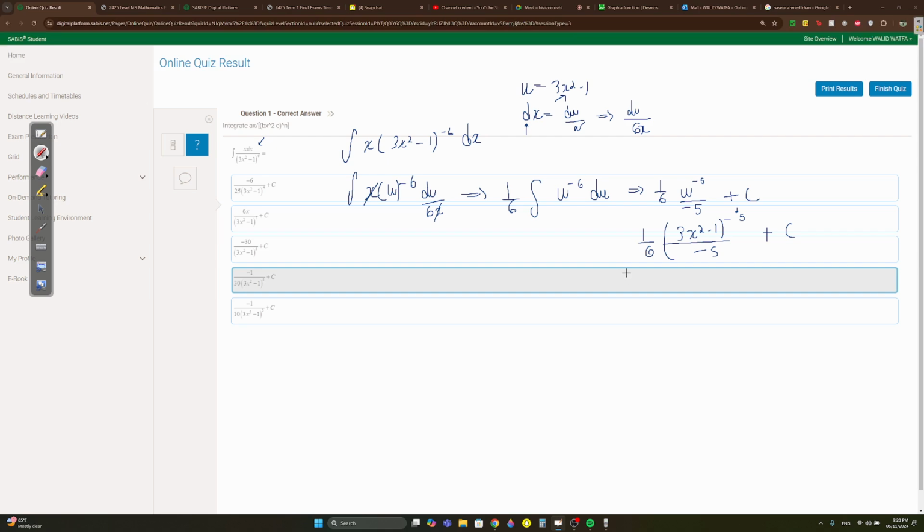Negative power you can't have, so you have to take it down. So 1 over 6 times 1 over (3x squared minus 1) to the power of 5 times minus 5, plus c. So we're multiplying the 6 and minus 5. It can be 1 over minus 30, (3x squared minus 1) to the power of 5 plus c. 1 over minus 30 is the same thing as taking the 1 up and making it negative 1. You know how negatives work in fractions.